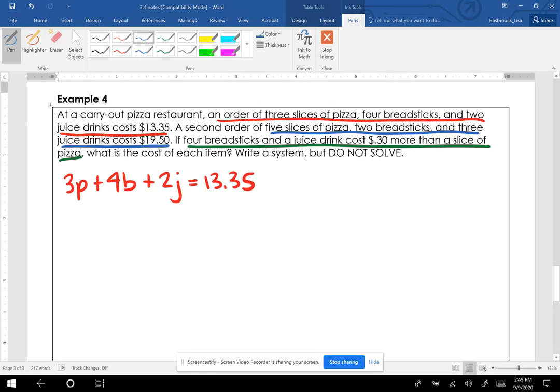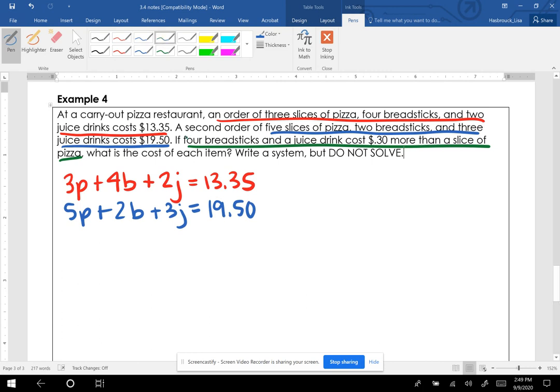For the second equation, we have 5 slices of pizza, so 5p, plus 2 breadsticks, 2b, and 3 juice boxes, 3j, which should equal a sum of $19.50.